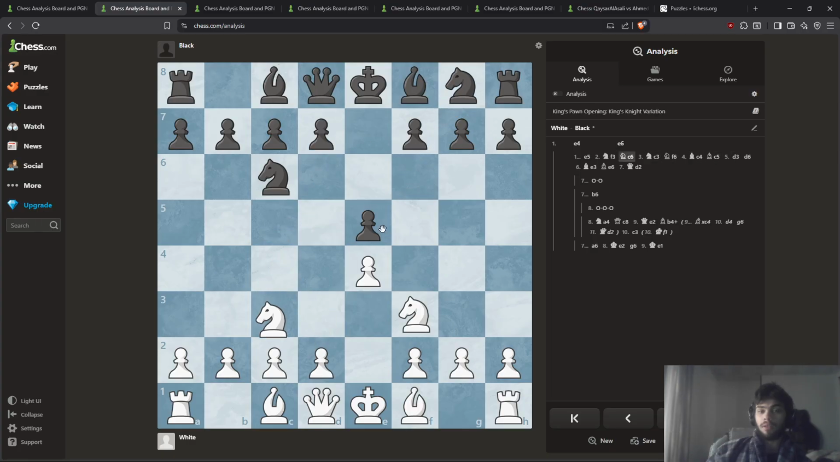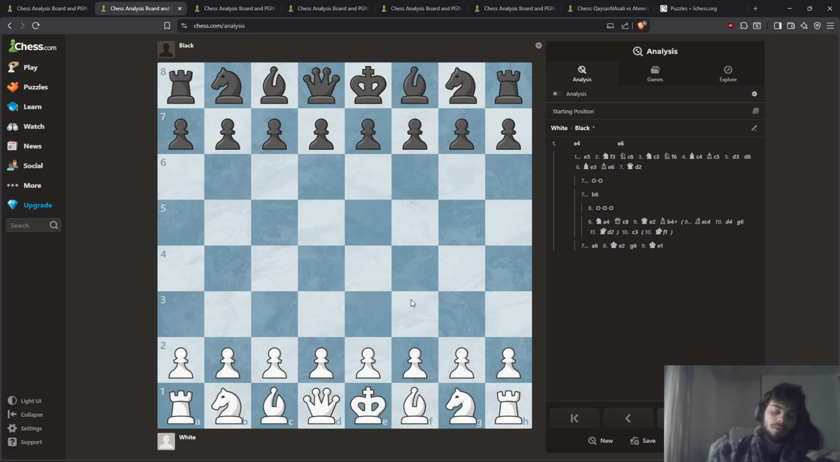Now there is something known as an illegal move. For example, you cannot move your bishop over here. It's known as an illegal move. Okay, so I know how the pieces move. I know how everything works.